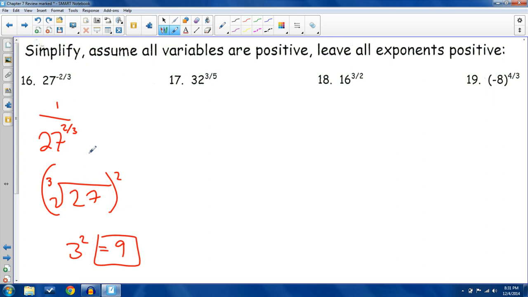Oh, you know what? This isn't your answer because this is 1 over that. So this is 1 over 3 squared, which is 1 over 9. Already losing my logic here. So here we go. Let me get rid of that. That is 1 over 9.